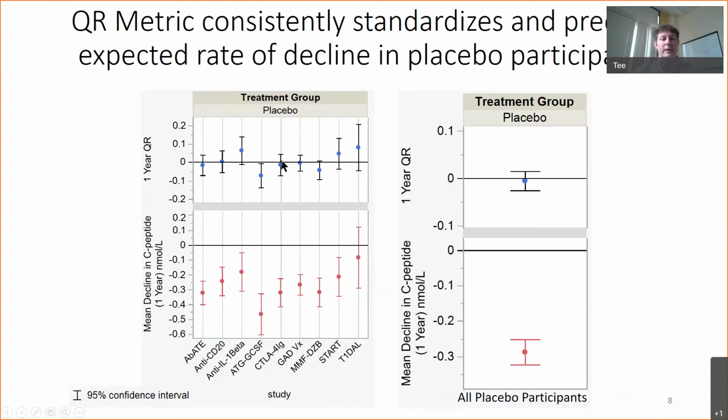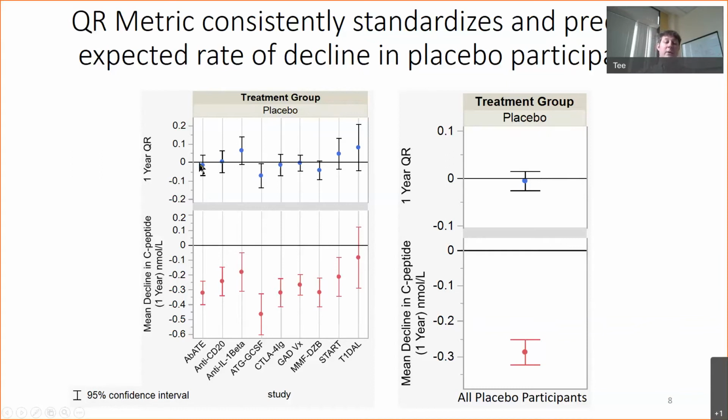So here we're showing, again, all 9 studies on the x-axis. On the top, we're showing the QR metric, which standardizes itself around 0. And on the bottom graph, we're showing the mean decline in C-peptide in its native units. So what you see is across the studies, there's quite a bit of heterogeneity between the decline in C-peptide. But at the top, you can see that the QR metric nicely standardizes this variability. And it standardizes it around an expectation of 0, which is how the QR is defined.